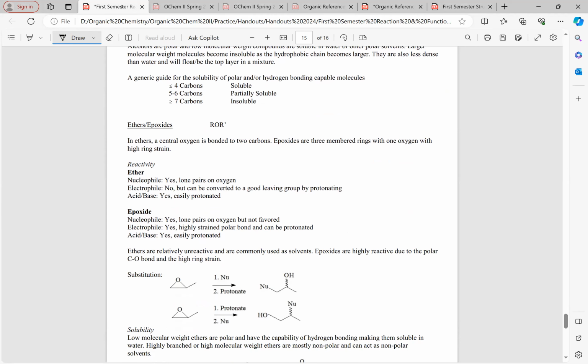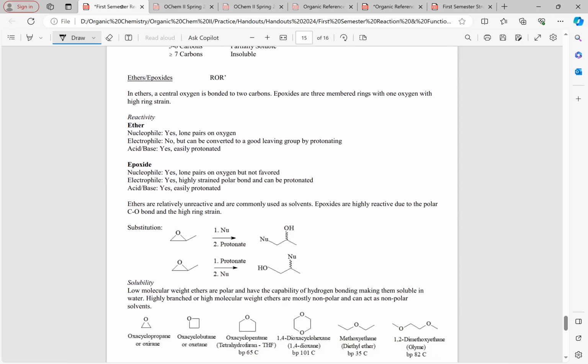Okay, our ethers and our epoxides. Ethers, the main reason we have seen ethers in the past is because they can be polar, but they are not acidic. So they are great solvents. Okay, we love the ethers as solvents. Hey, can they be nucleophiles? Well, yes, they have lone pairs on oxygen, but they do not have an acidic hydrogen. So you can't really rip them off, but you can easily protonate them. Okay, so they're just perfect solvents.